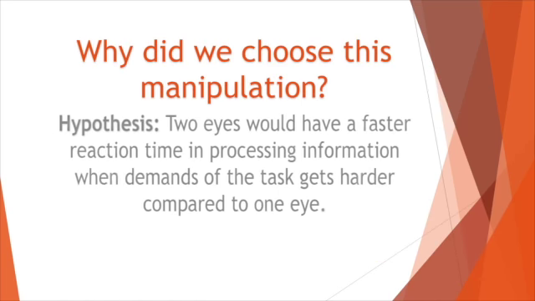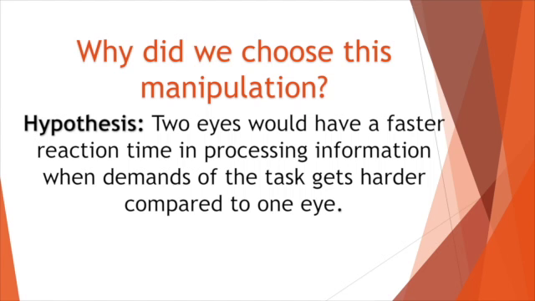So why did we choose this manipulation? We hypothesized that two eyes would have a faster reaction time in processing information when the demands of the task get harder, compared to one eye. We are expecting to find that with one eye covered, the difficulty of the task will increase, as one eye will now have to compensate for the second eye that is not in use when processing incoming stimuli, therefore resulting in a slower reaction time in comparison to having two eyes. Additionally, we also selected this manipulation for practical reasons because of cost and time constraints, making it a convenient choice for our experiment.